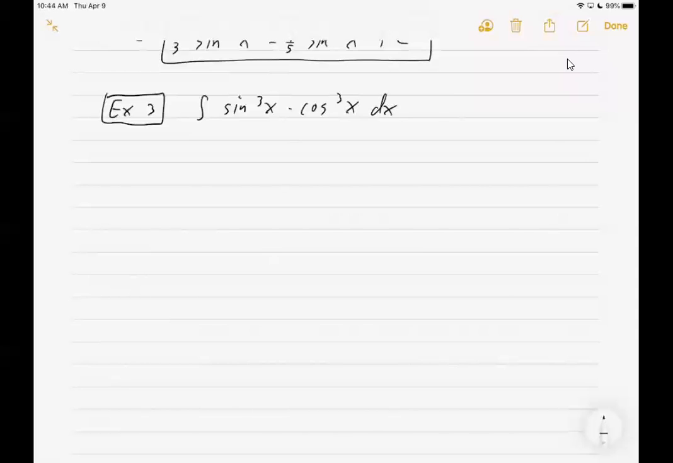Okay, so you can see in this case, both powers are odd. So we really have the choice of doing it either way. I tend to like to let u equal the sine of x because the derivative is nicer. We don't introduce a negative sign. So I'm going to stick with what we've been doing.